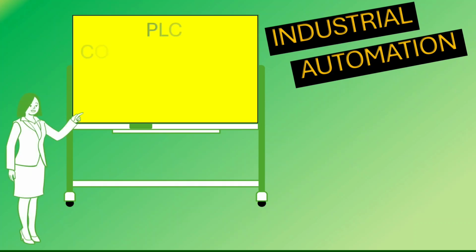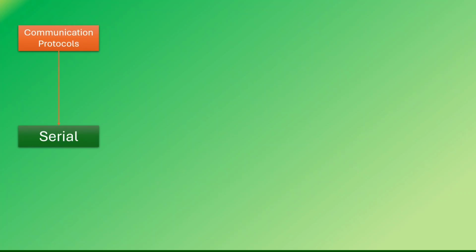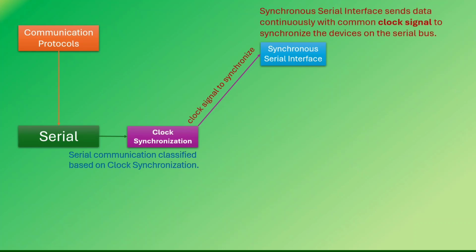Here you will learn basics of RS-232 communication protocol. Serial communication is classified based on clock signal synchronization: synchronous and asynchronous communication. Synchronous communication uses a clock signal to synchronize data.